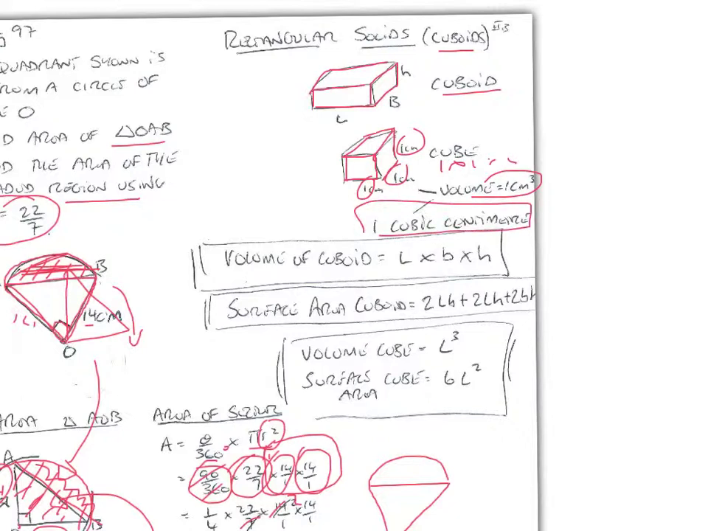Okay. The volume of a cuboid, this fella here, is given by multiplying its length by its breadth by its height, and the surface area, that's the area of all the sides including the ones underneath you can't see, is found by adding 2lb plus 2lh plus 2bh. Okay, and the volume of a cube is found by L cubed, and the surface area of a cube is found by 6L squared.